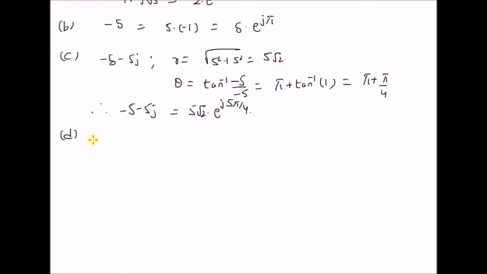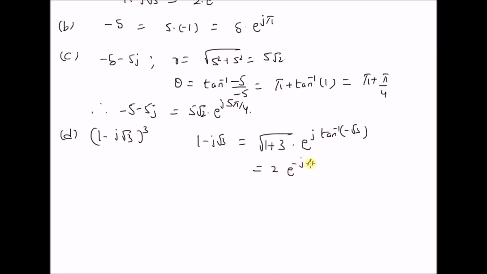The next one is 1 minus j square root of 3 power 3, that is cube of this complex number 1 minus j square root of 3. For this problem, it will be easier if we convert the complex number 1 minus j square root of 3 into polar form and then apply the cube. So 1 minus j square root of 3 is equal to square root of 1 plus 3 multiplied by exponential of j times tan inverse of minus square root of 3, which is obviously equal to minus pi by 3. Therefore, this is equal to 2 times e power minus j pi by 3.